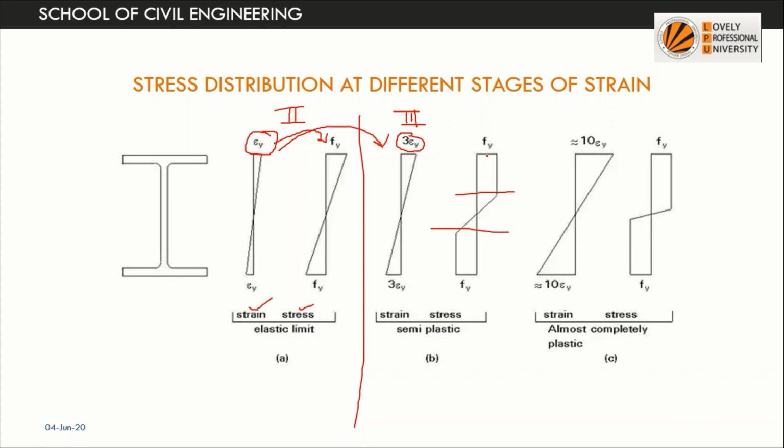Some portion will have stress Fy, and the remaining portion will be stressed less than Fy. At stage 4, it is approximately 6 to 10 times of this value. What will happen? The entire section will have stress equal to Fy, and at this stage the plastic hinge will form and the moment of resistance of this section will be 0.